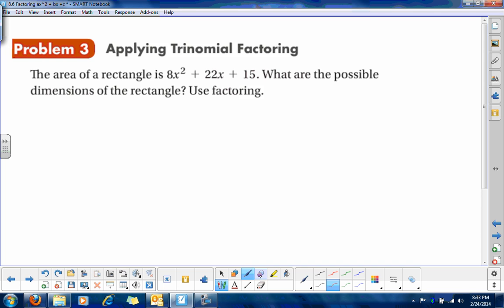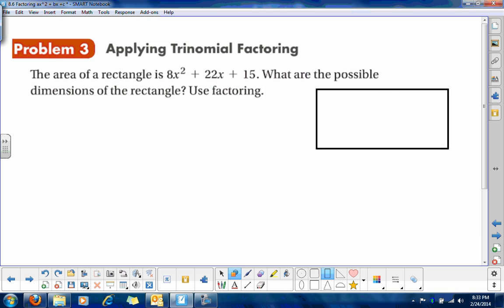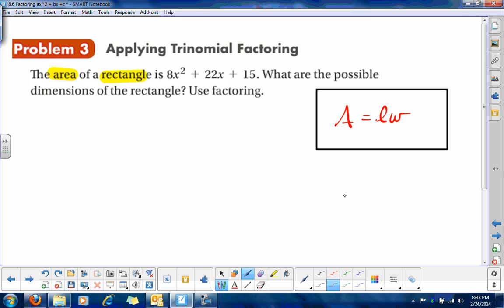Now, of course, we're going to look at our rectangle. There's my rectangle, and it says the area of the rectangle. Since we're looking at the area of the rectangle, we're going to use area equals length times width. Now the area that we're going to use is the entire trinomial.